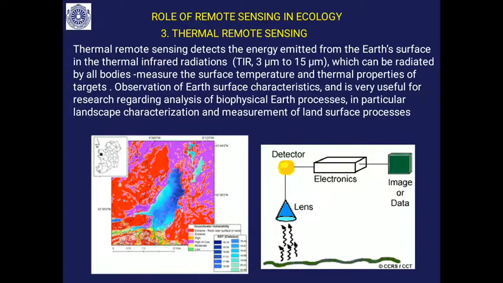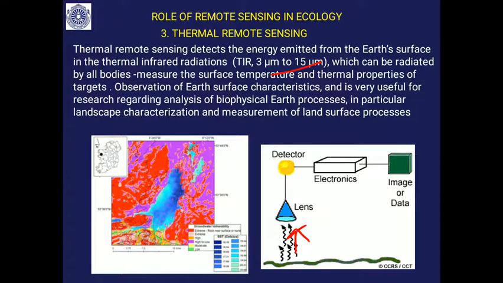Thermal remote sensing. Thermal remote sensing detects the energy emitted from the earth's surface in the thermal infrared radiation. You know how heat radiations work. This is something like nowadays in COVID, where there is a thermal sensor. A similar mechanism is here also. Thermal infrared radiation ranges between 3 micrometer and 15 micrometer, which is radiated by all bodies, including humans. That's how thermal sensors are used. This same technology is used here also.